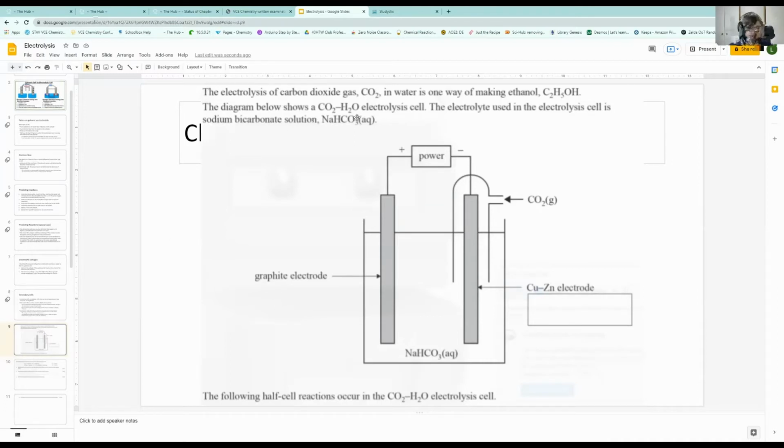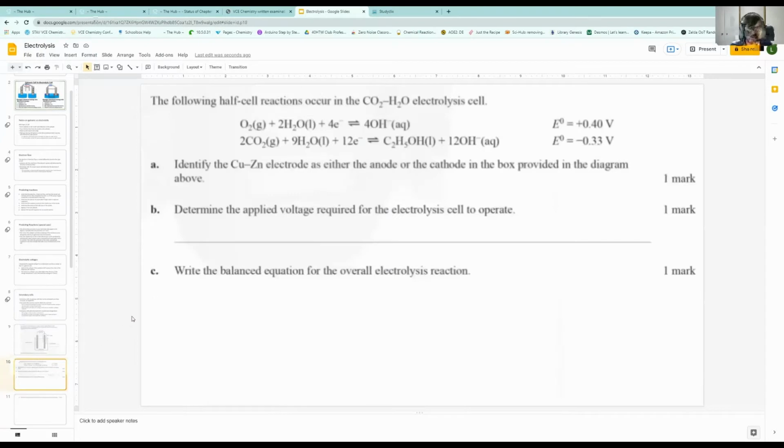We've got a carbon dioxide water electrolysis cell. Electrolyte used is going to be sodium bicarbonate. All right. So we've got a graphite electrode. We've got some carbon dioxide coming in here, copper, zinc, alloy over here. This is aqueous, so this is not molten. So we do need to be aware that water might be a reactant in this reaction here. And they're actually nice enough to give us some equations here.